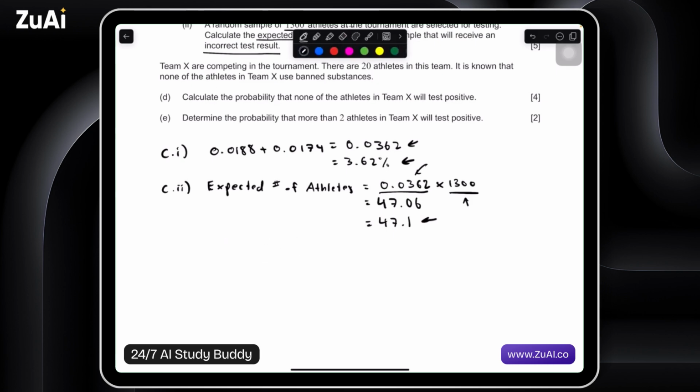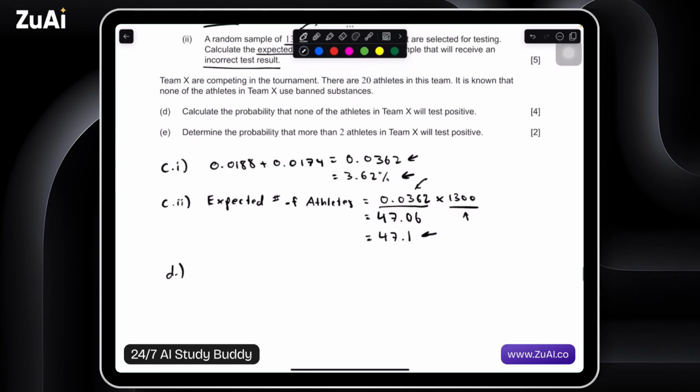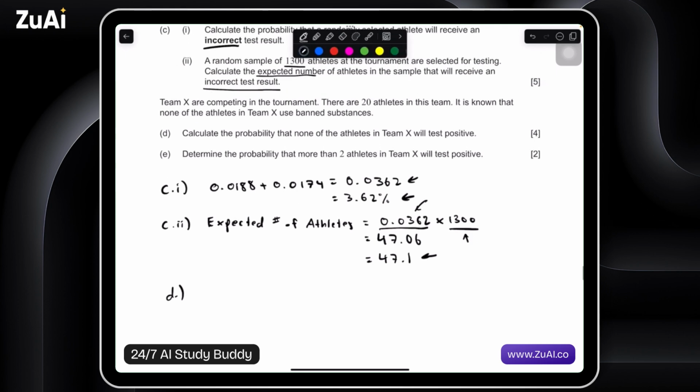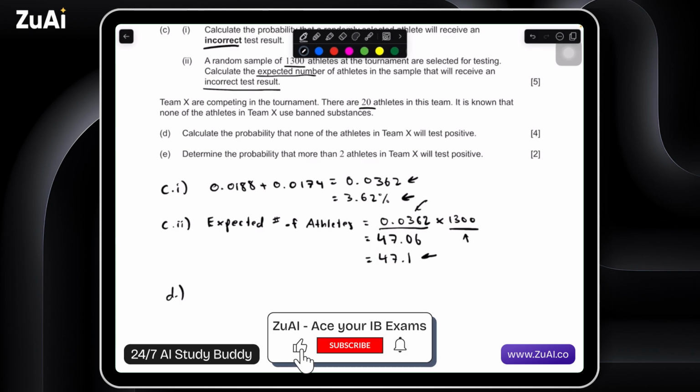Let's go on to part D. Team X are competing in the tournament. There are 20 athletes in this team. It is known that none of the athletes in Team X used banned substances. And then I suppose a sufficiently kind of cynical person would say that Team X is very good at hiding it.